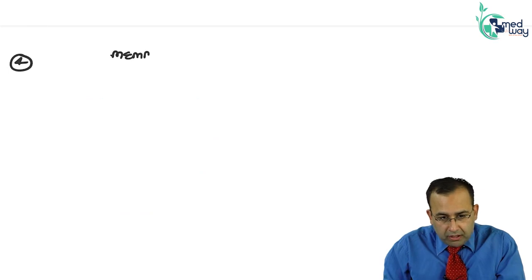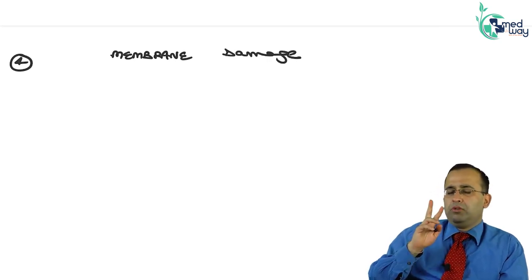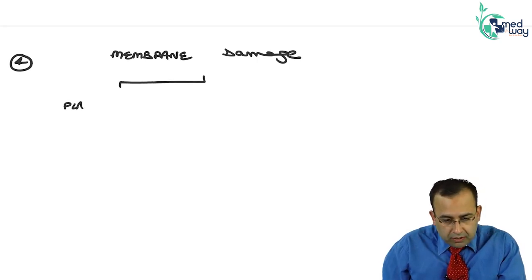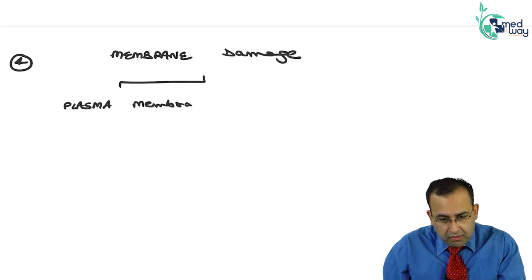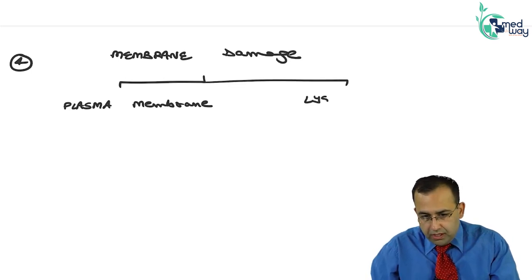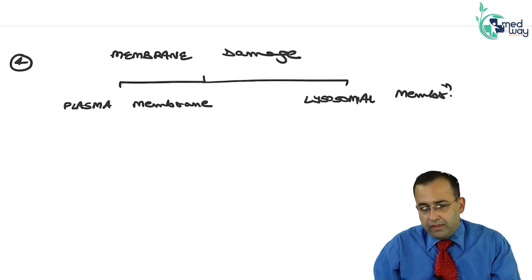Next biochemical mechanism of cell injury is membrane damage. In membrane damage, I can divide the membrane into 2 types. It can be plasma membrane damage, or it can be lysosomal membrane damage.